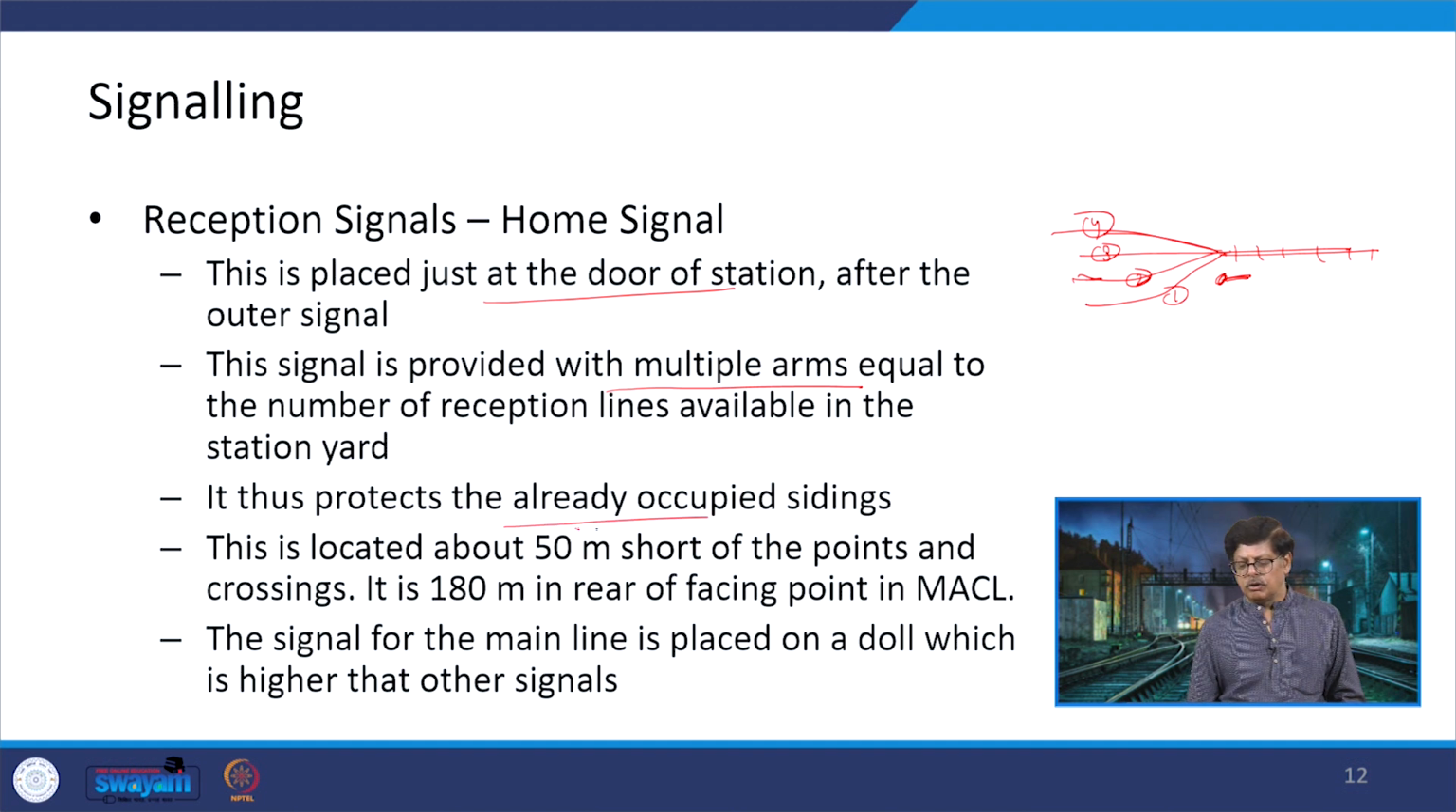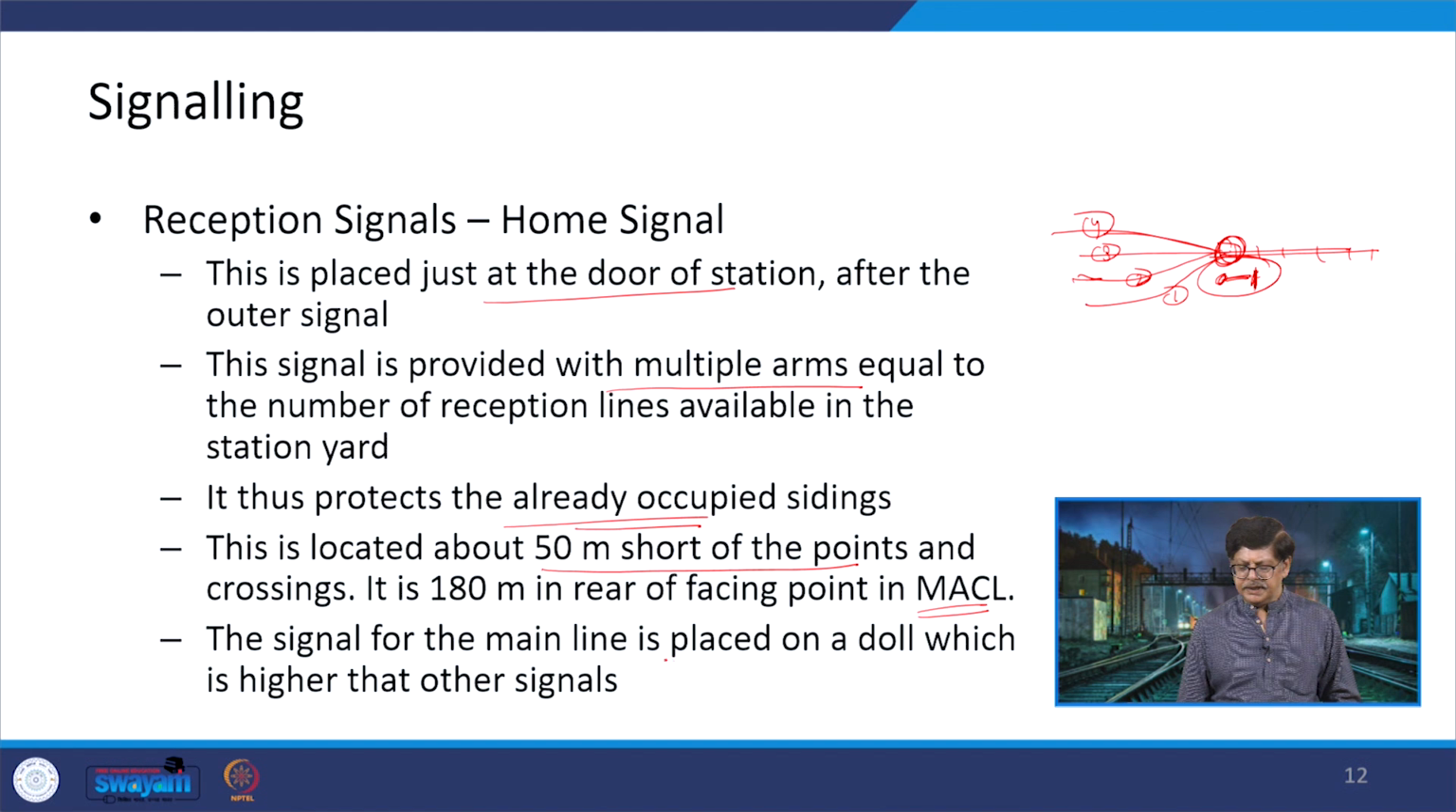It thus protects the already occupied sidings. If there is already a train on a particular line, then the new train will not come onto that, and that is where the control is being done at this location. This is located about 50 meters short of the points and crossings. So, there will be a point and crossing here, and this signal is provided just behind, at the rear of these points which are going to be set, so that the driver can get an idea. It is 180 meters in rear of the facing points if we are talking about a multi-aspect color light system.